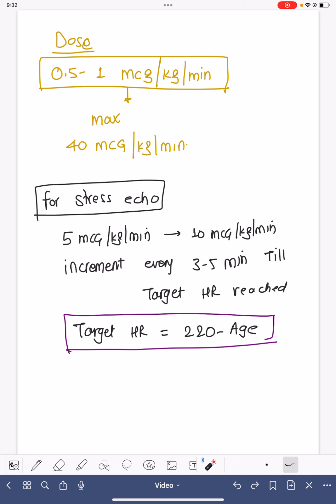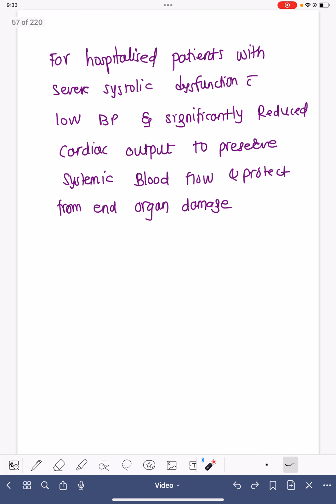So if the patient has osteoarthritis, or a joint disorder, or is very much obese, in such instances the patient cannot walk, cannot run. In those instances, we can do the stress echo test, where we give injection dobutamine at a dosage of 5 microgram per kg per minute, and we increase the dosage to 10 microgram per kg per minute, and we do these increments every 3 to 5 minutes till our target heart rate is achieved, and then we can conclude that the stress echo is done, and we can report whether it is positive or negative.